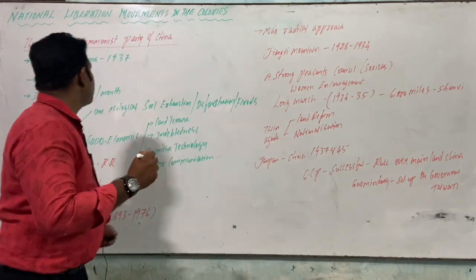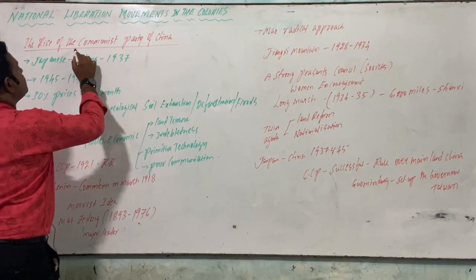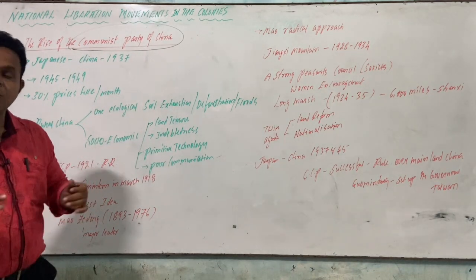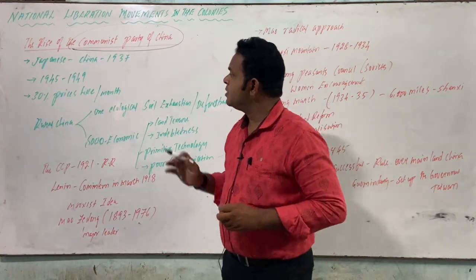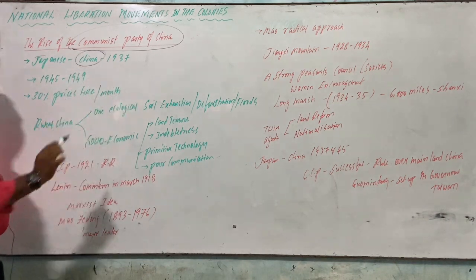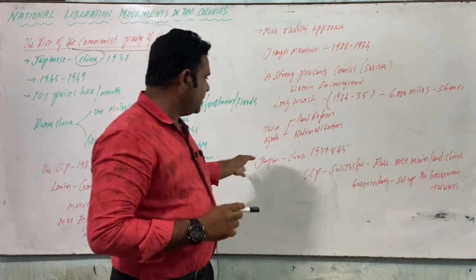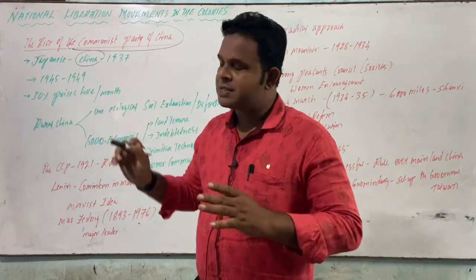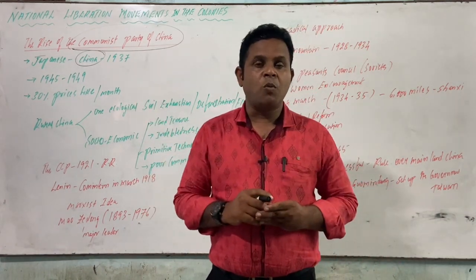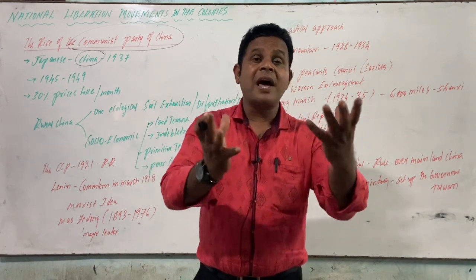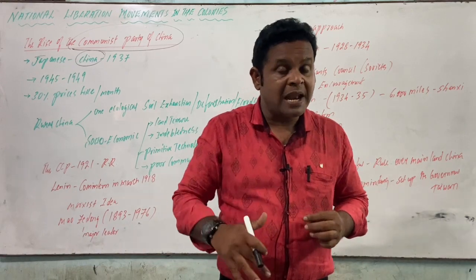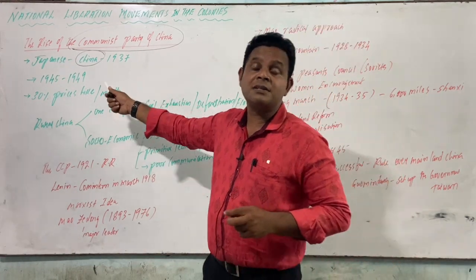Okay, coming to the next part we are going to discuss, the rise of the Communist Party of China. How the Communist Party came into existence, what things happened in China, let me explain in detail. As you know, Japan invaded China in 1937, from 1937 to 1945. What was the turmoil in China? In what manner did the people witness the disastrous situation because of the Japanese invasion of China?